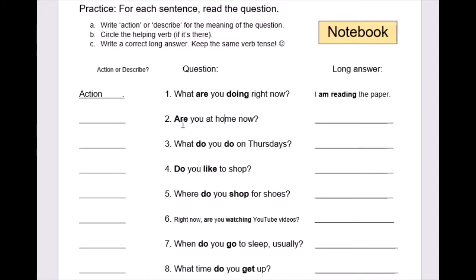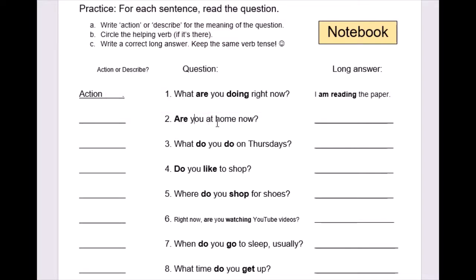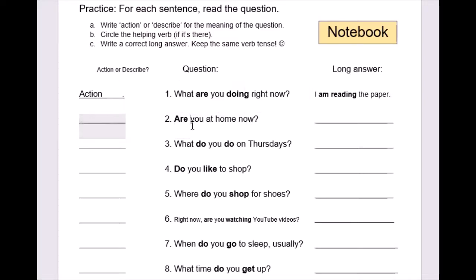How about question number 2? Are you at home now? So, are you at home? Well, I don't have an action verb. I'm just using verb be. It's a yes or no question. Are you at home? Yes, I am. No, I'm not. Well, this is describing the location, okay? So I can say I am not at home. That's my long answer, okay?